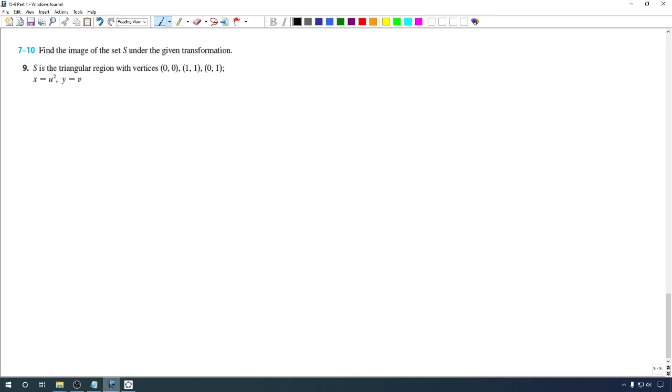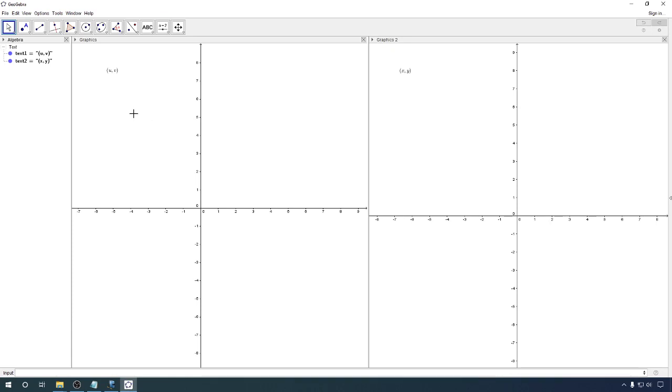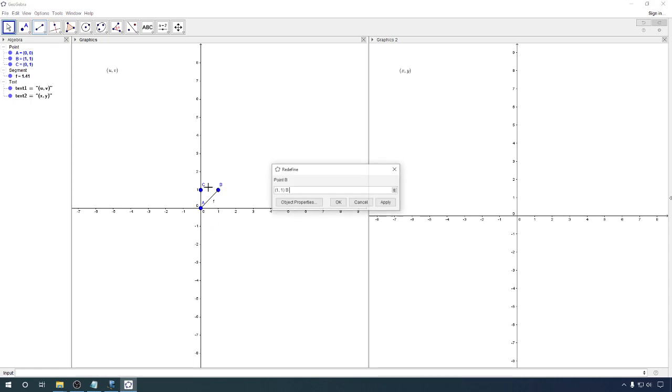So kind of a little annoyed by that, but we can make do. But the point here is we're going to go ahead and graph this. So again, we have our uv plane and our xy plane. We're going to plot the triangle that we're working with in the uv plane. So that has points (0, 0), (1, 1), and (0, 1). And of course they told us it's actually a triangle.